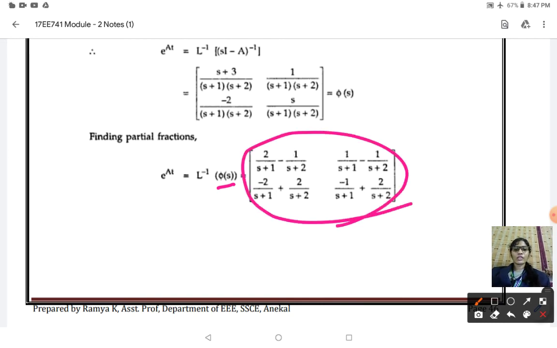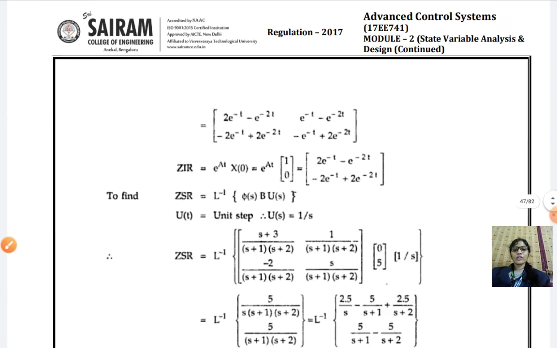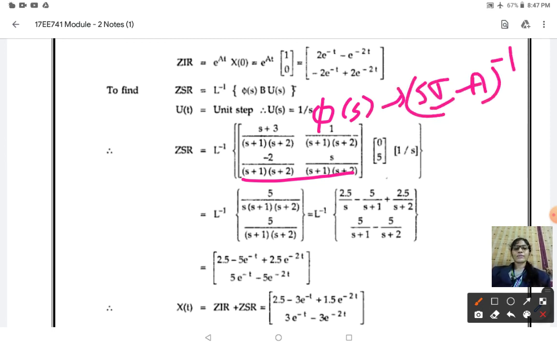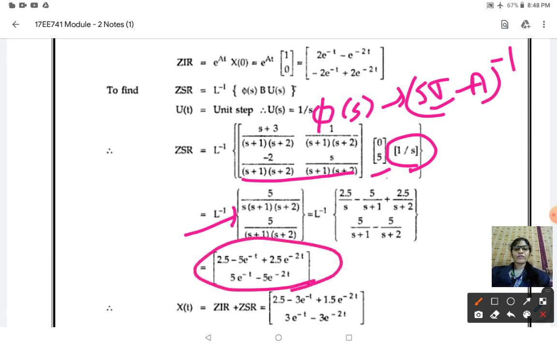So we will be using this matrix in the formula given over here. It is nothing but your phi of s, which is (sI minus A) inverse. Next, the B matrix given in the problem and the unit step input. What is the unit step input? It is going to be 1 divided by s. Taking Laplace inverse for this particular matrix, we will be getting 2.5 minus 5 e to the power of minus t plus 2.5 e to the power of minus 2t.